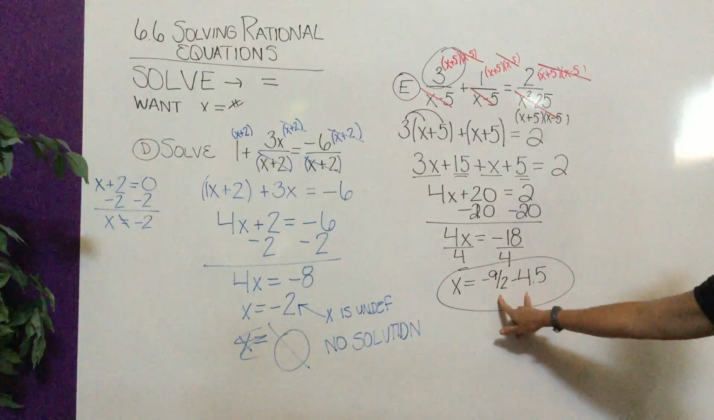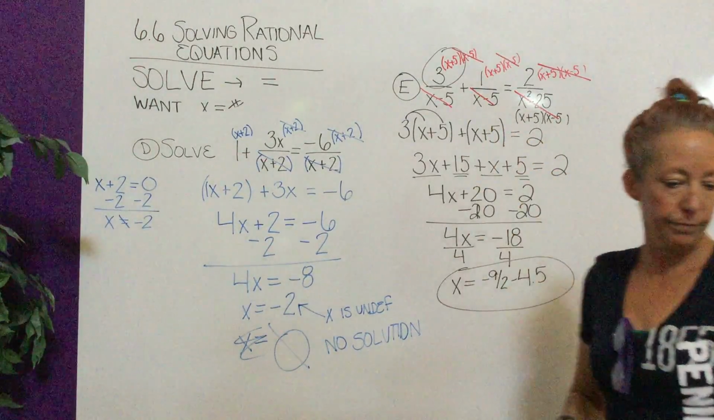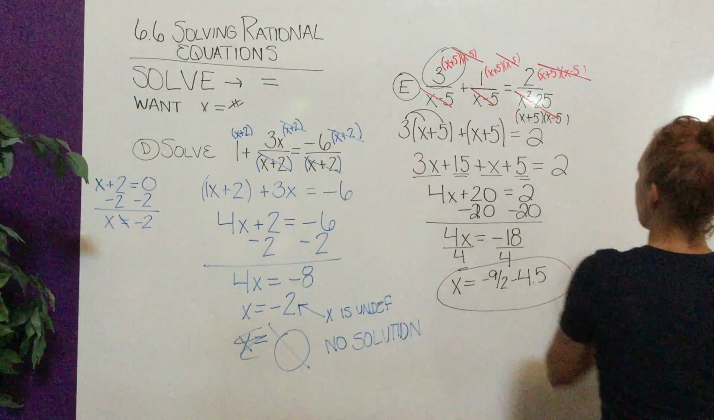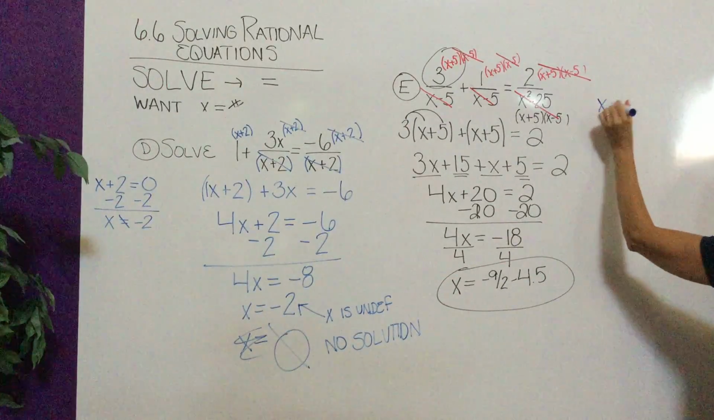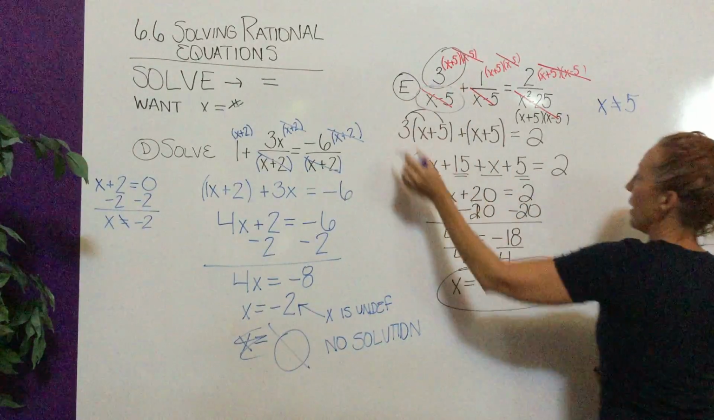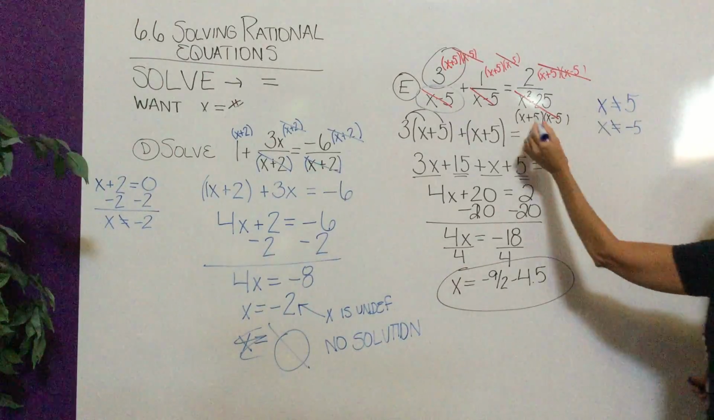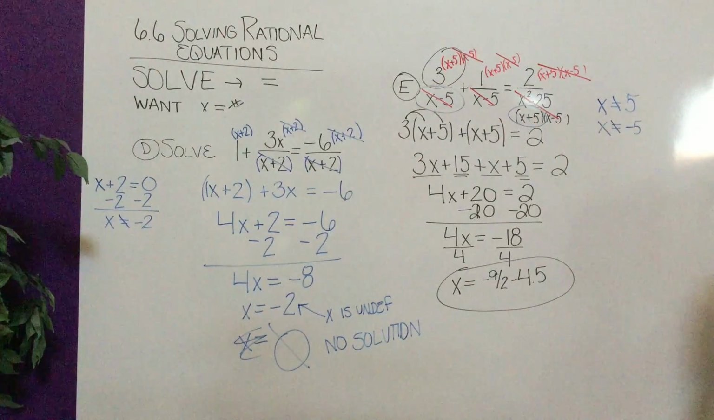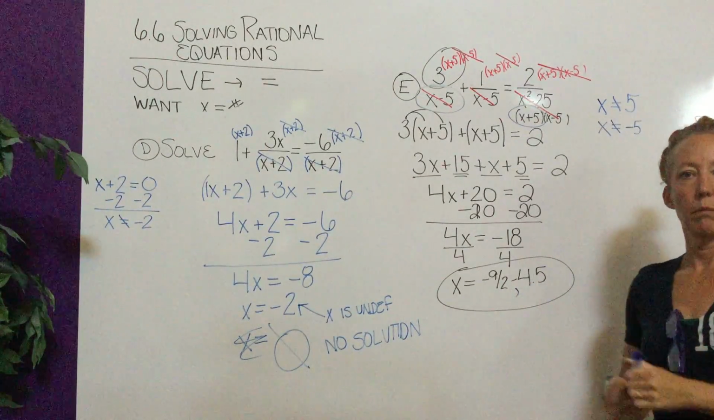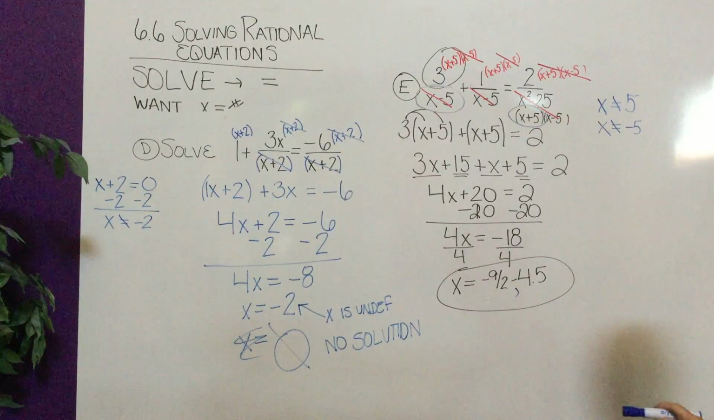Is this one of my restricted values? It is not, because if I think about all of the denominators in my original problem, x cannot be a positive 5 because of this factor right here, and x cannot be a negative 5 because of that factor right there. So this answer works because it is not one of those values, and so we're good.